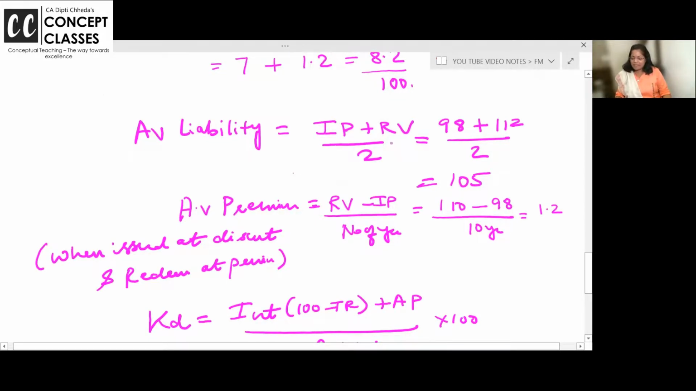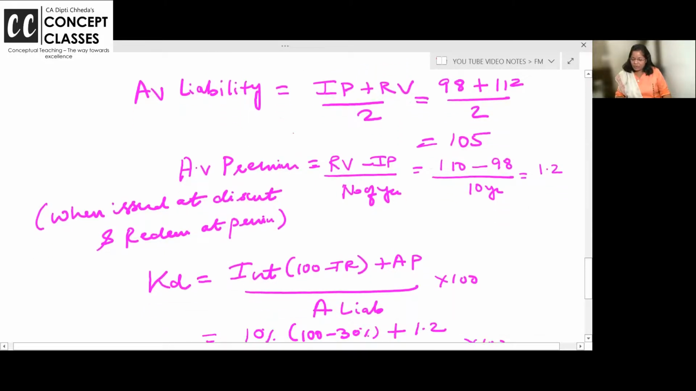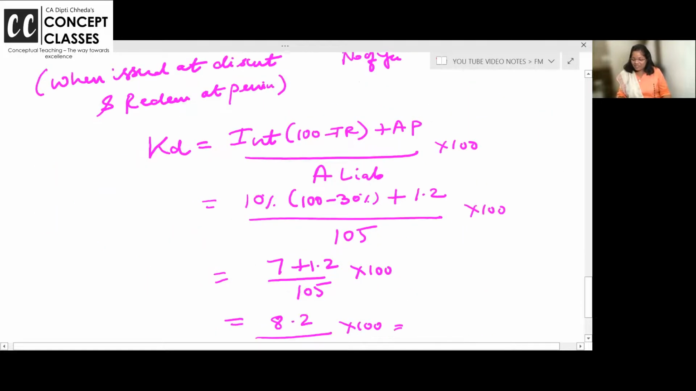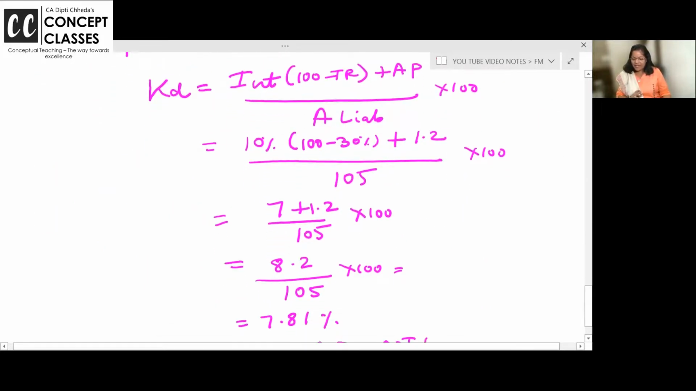Issue price plus redemption value divided by 2. Average premium: redemption value minus issue price divided by n. And finally, what I showed you, what is printed in our book.